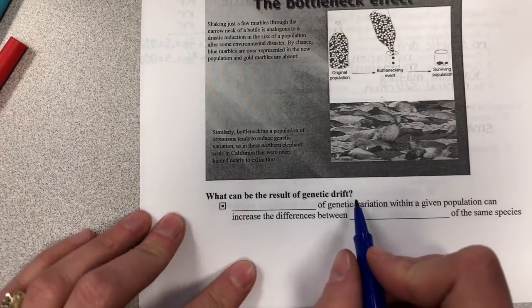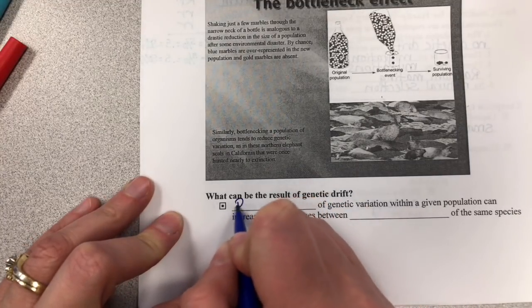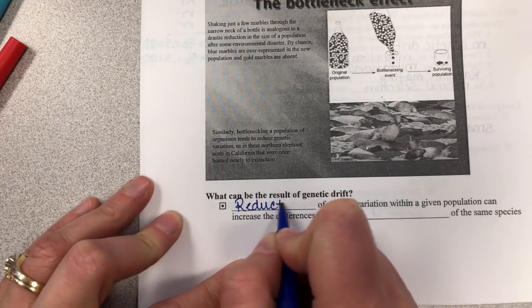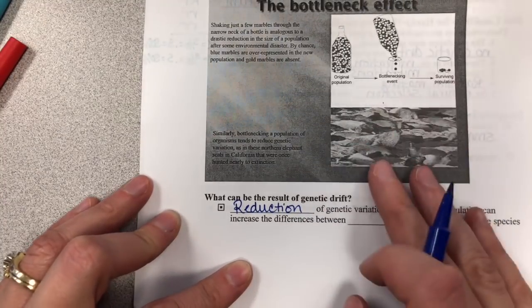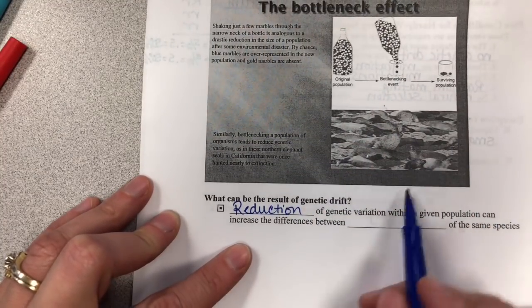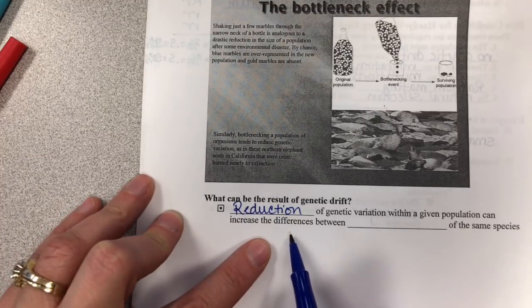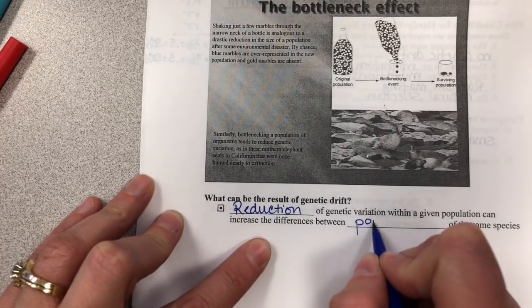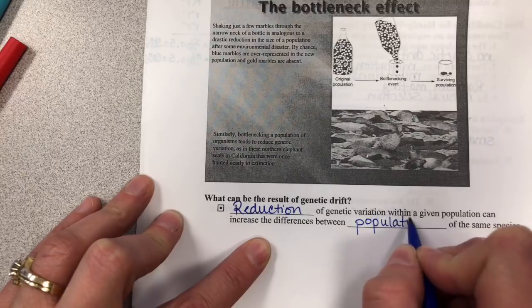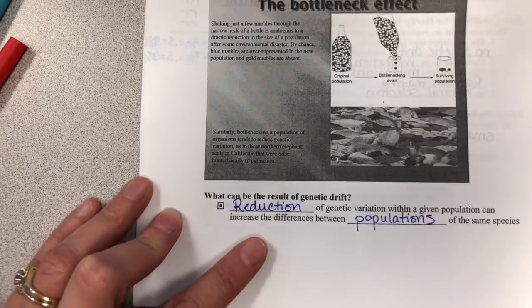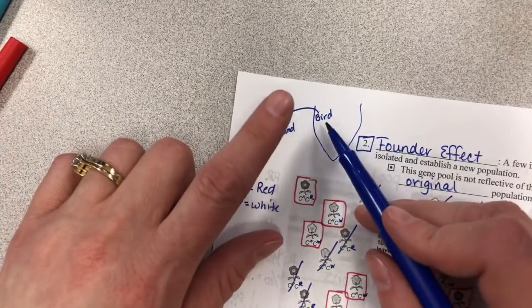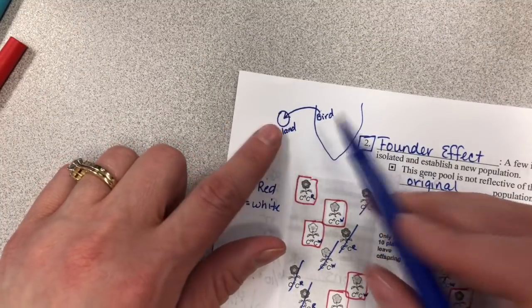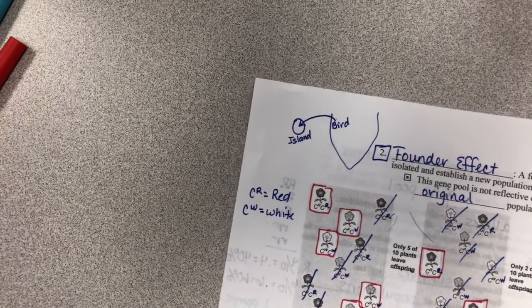So what can be the results of genetic drift? As I just said, you get a reduction of genetic variation within a given population, like the seals. And that can increase the differences between populations of the same species. So if you have a different population in a different area, you can have two different populations having two very different frequencies.